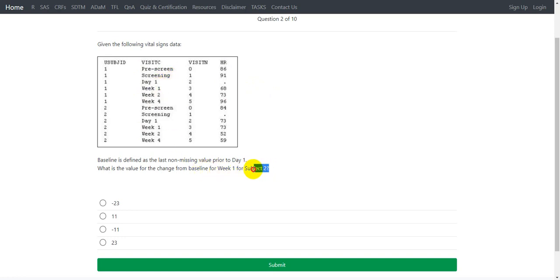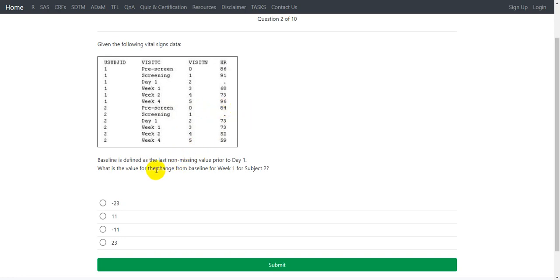The question is specifically testing our value for subject 2 at week 1. So first let us try to determine what will be the baseline value for HR for subject 2. For subject 2, the visits that can be considered for baseline are pre-screen and screening. If we take a look at the results, the value for HR at screening is missing, and the value for pre-screen visit is 84. The definition was last non-missing value. Out of these two values, 84 and missing, the last non-missing value is 84. So this becomes the subject's baseline.